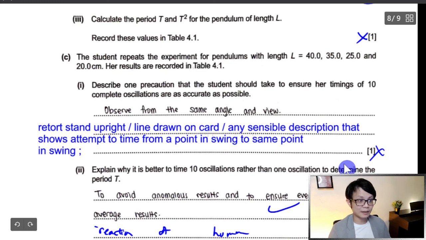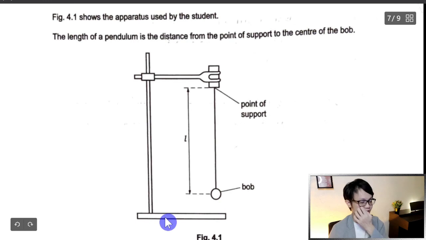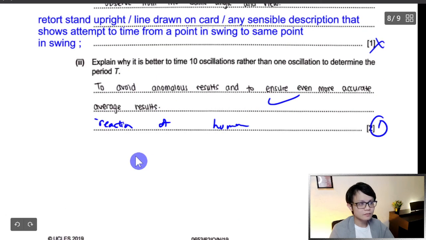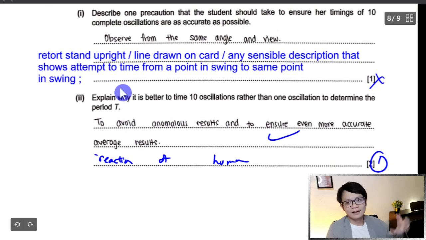So I didn't give any mark because, of course, retort stand upright is the retort stand, this thing, and actually I don't know whether to give correct or wrong, but never mind. For me to easy mark, I give you wrong. But maybe you get correct in the exam because here it says any sensible description to show the time, but here it says observe the same angle and view. So I don't know whether this can be interpreted as time or not. So that's why I don't know what to give, correct or wrong. Okay, but never mind. It's just a practice only. But you write retort stand upright is the best, since it's in the marking scheme already.